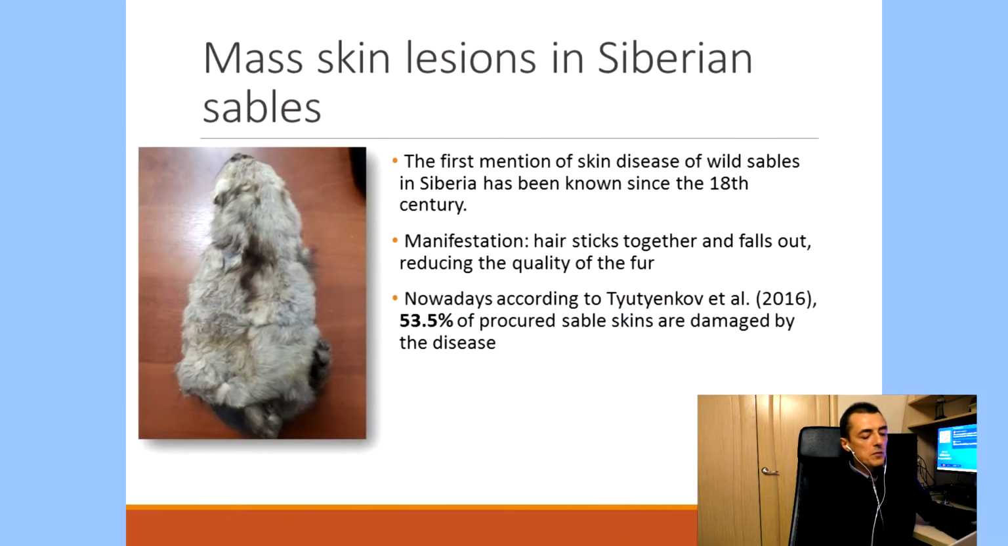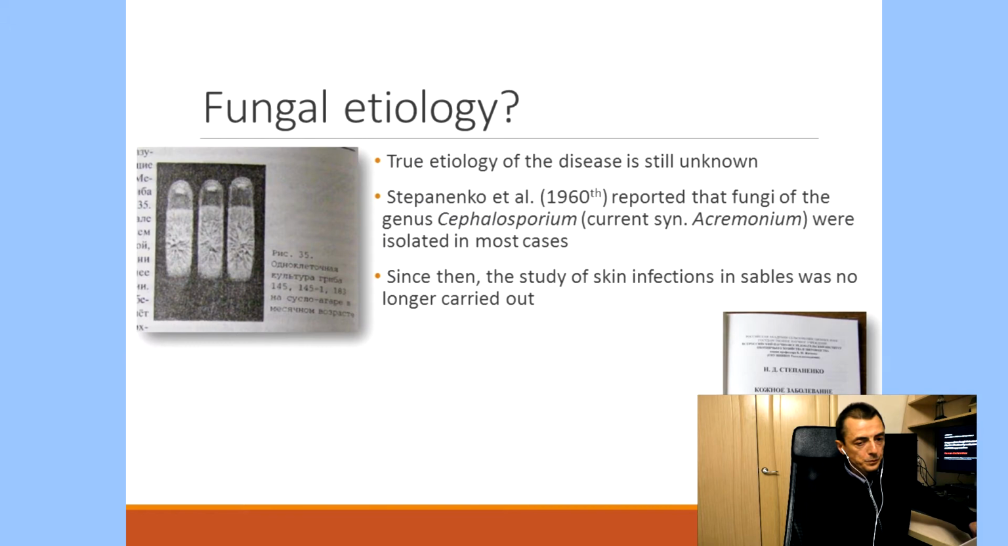So let me give you some background. Mass skin lesions in wild Siberian sables have been reported since the 18th century. In affected animals, hair sticks together and falls out, so the quality of fur decreases dramatically. The prevalence of the disease is high, and according to recent data, more than 50% of procured sable skins are damaged due to this infection. Next slide, please.